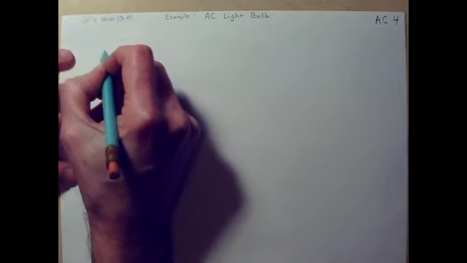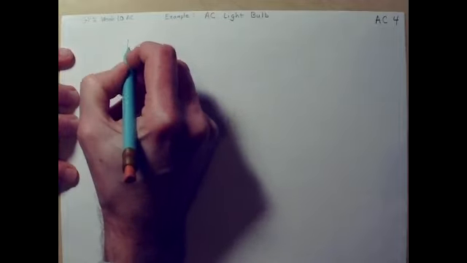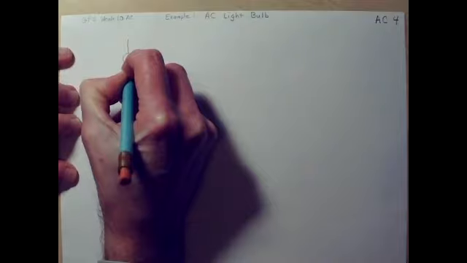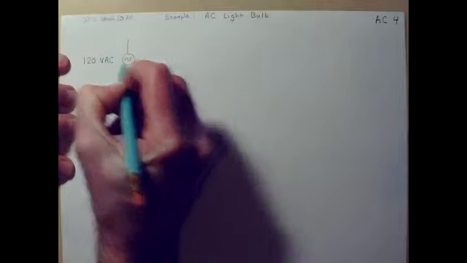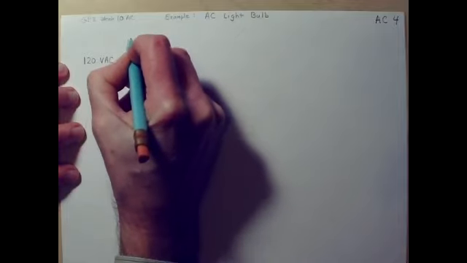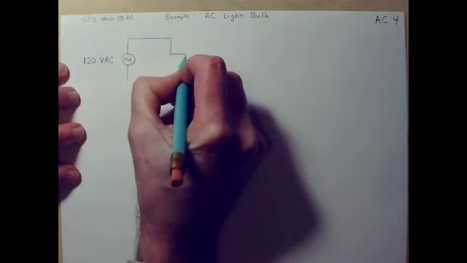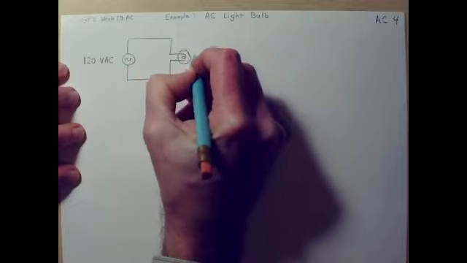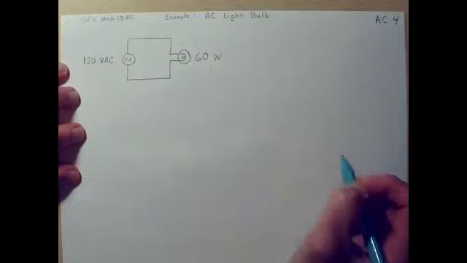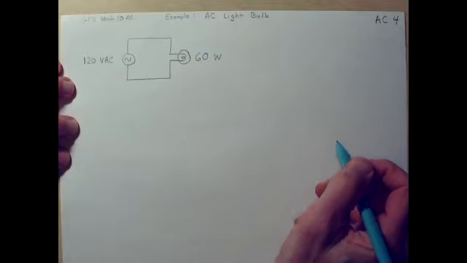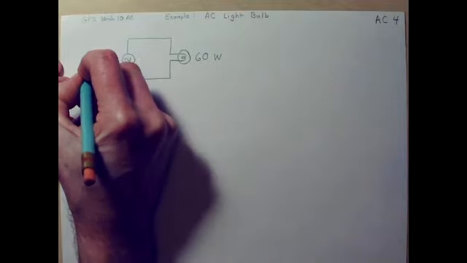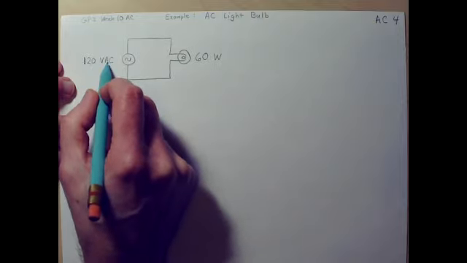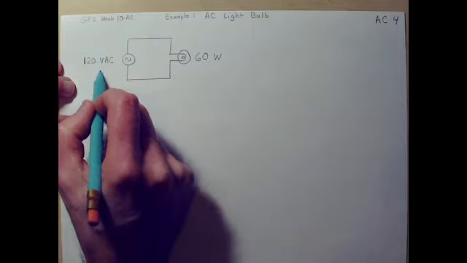So let's imagine that we've got an AC light bulb that's designed for 120 volts AC. So here's going to be my AC source. We'll hook it up to 120 volts AC. That's just what you get out of the wall. And so then we'll plug in this light bulb. It's going to be an old style incandescent light bulb that is 60 watts. So it's got 60 watts of power, and it's meant for 120 volts AC. That's the same thing as 120 volts RMS. Volts AC is the same thing as volts RMS.